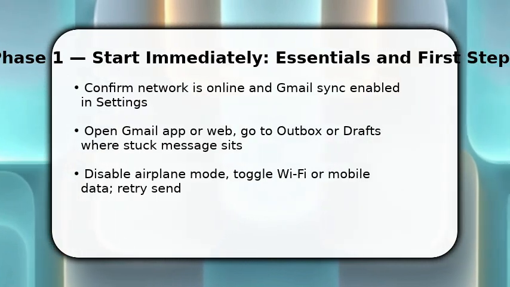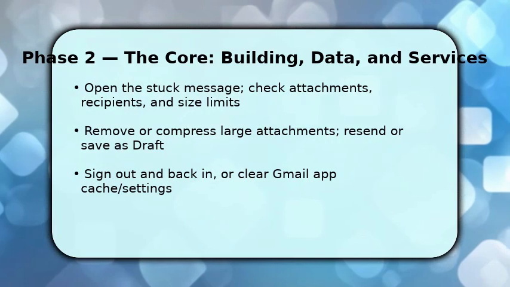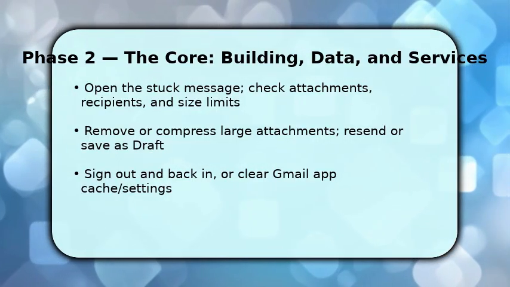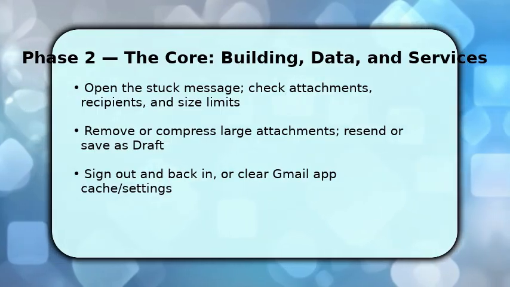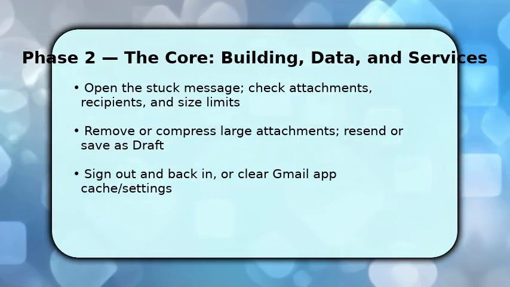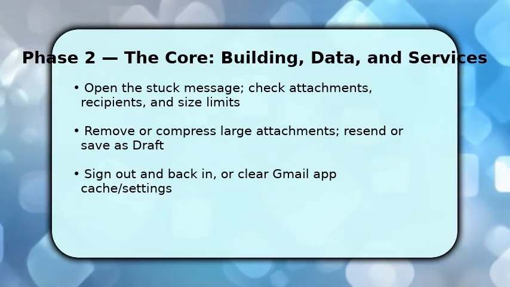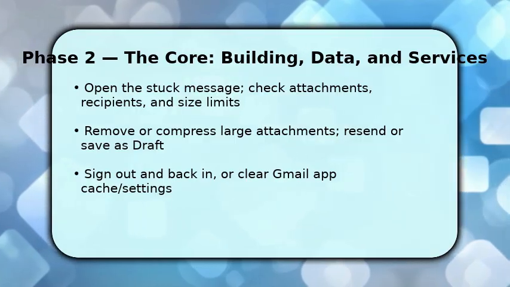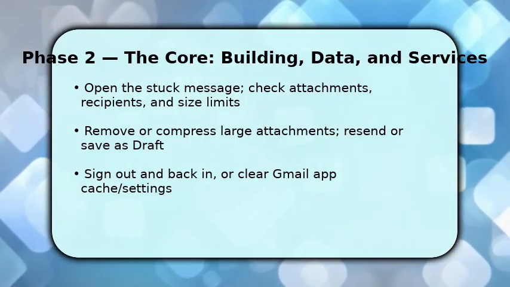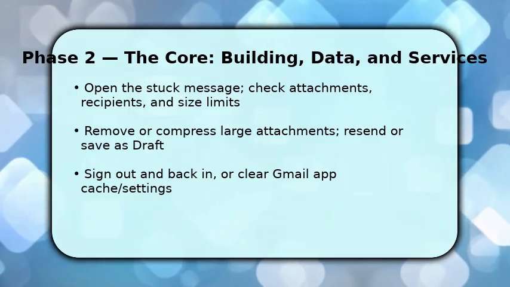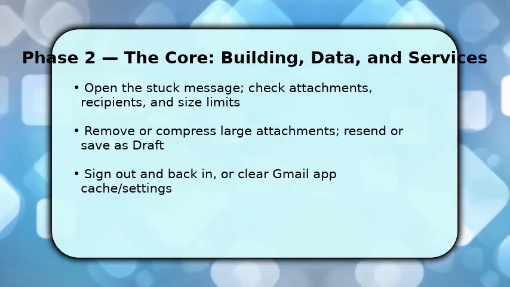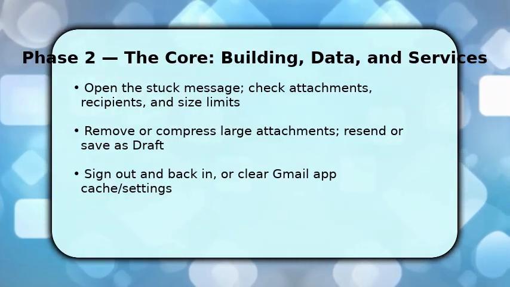Now you inspect the message details to find the culprit. Open the stuck email and check attachments, recipient addresses, and total size. Gmail enforces limits. If attachments are large, remove, compress, or upload to Drive and paste a link, then save or resend. If the message still won't send, sign out and sign back in or clear the Gmail app cache and data. This resets local queues.